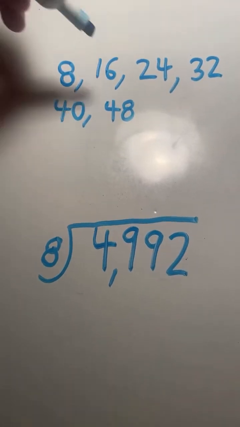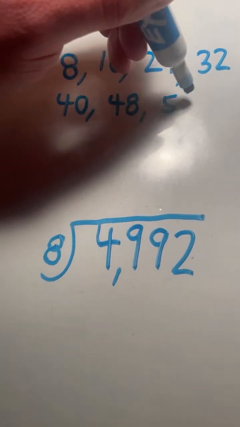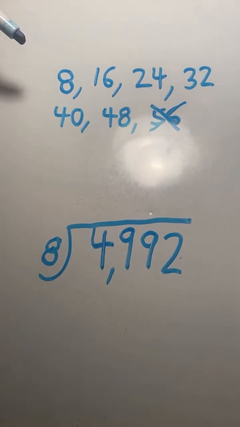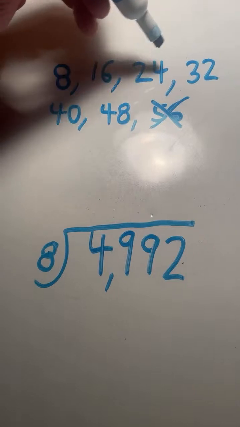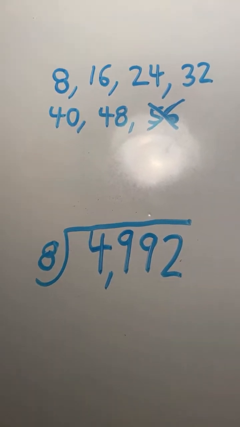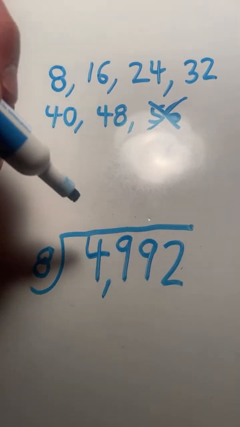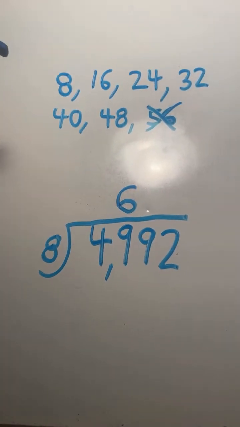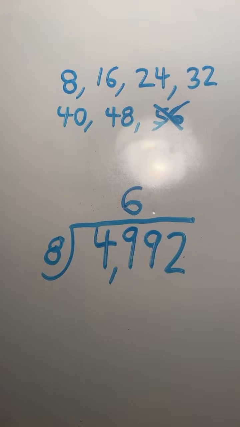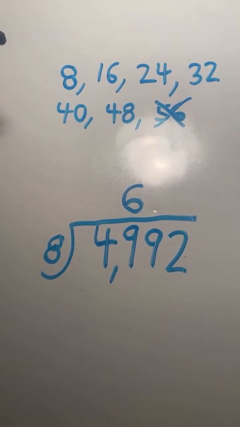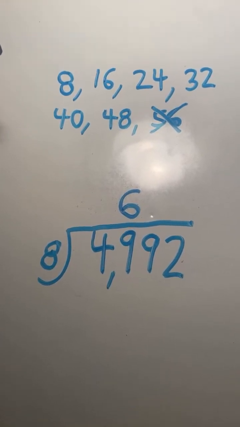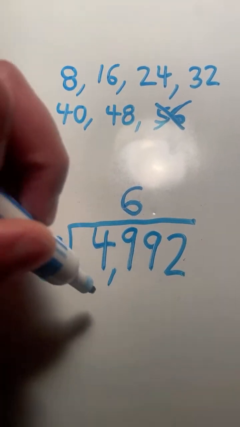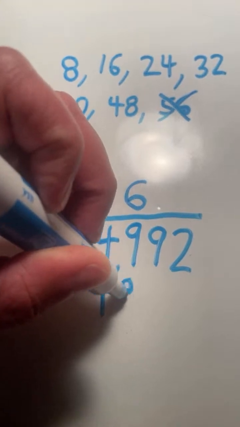Now if I count by 8 again, I'll be at 56, which is too far. But I was able to get 1, 2, 3, 4, 5, 6 full groups of 8 within 49. So 49 divided by 8 equals 6. Now to find our remainder, I have to subtract the closest number that we got to 49 without going over. So 48 was as close as we could get to 49 without passing it. So 48 is what I have to subtract.